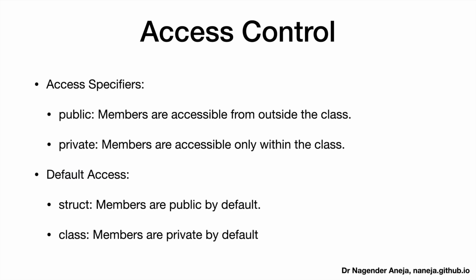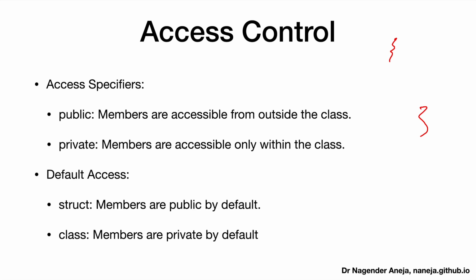Access control. We can have two access specifiers for the time being, and we will have others later. Access specifiers can be public and private. Public means the members are accessible from outside the class. Outside the class means that a class starts with this scope and ends with this scope.